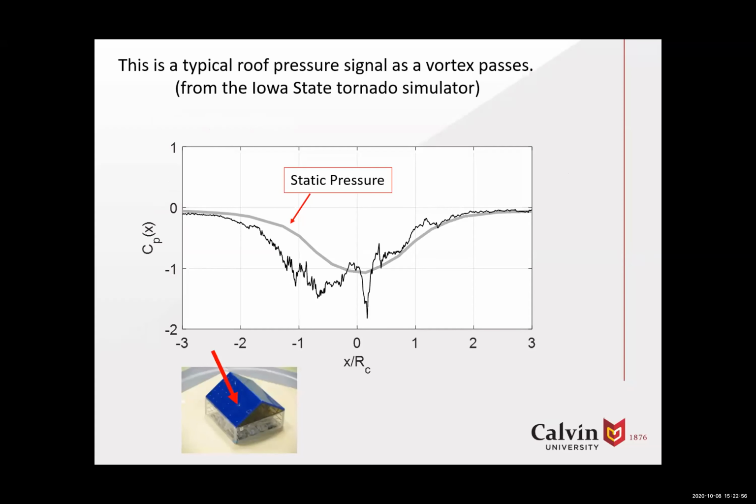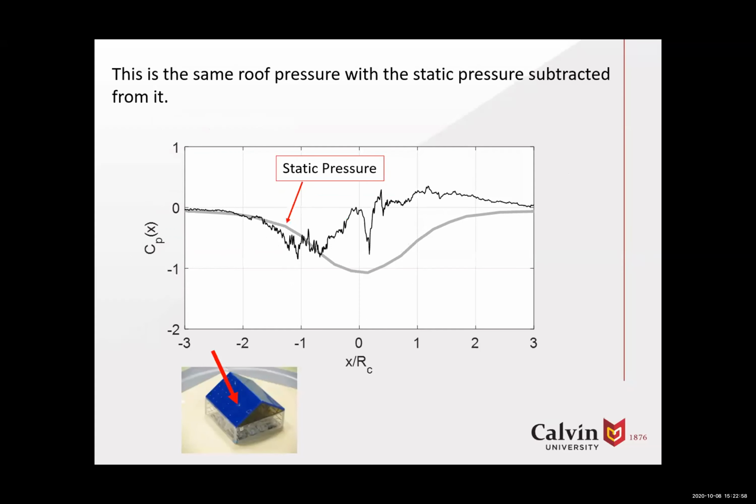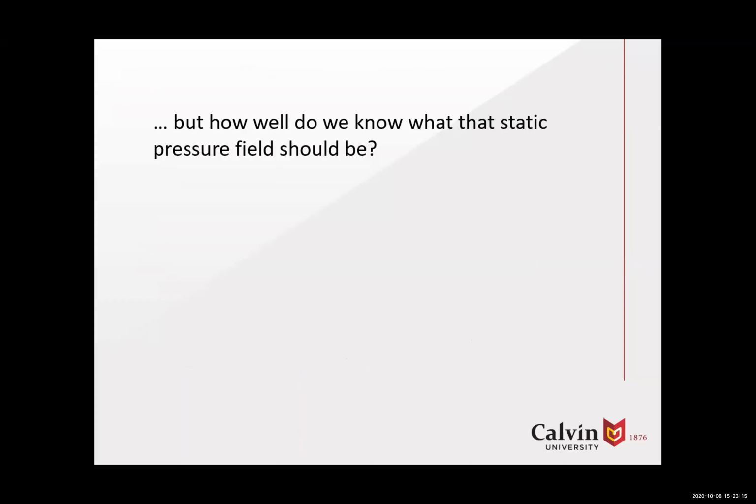If we try to subtract out that static pressure from the pressure signal, we get something different. And a lot of ideas lately with what people have been doing has been assuming that something like that is possible, subtracting out the static pressure distribution. But my question is, how well do we know exactly what that static pressure field should actually be?